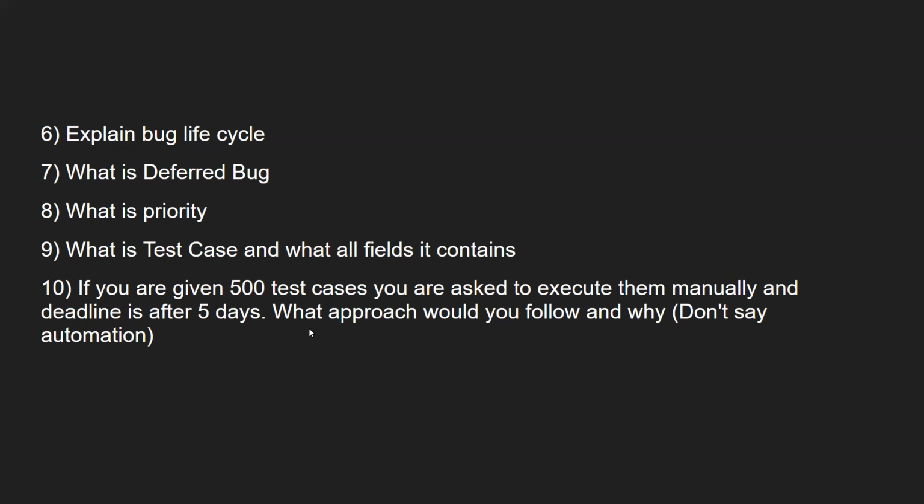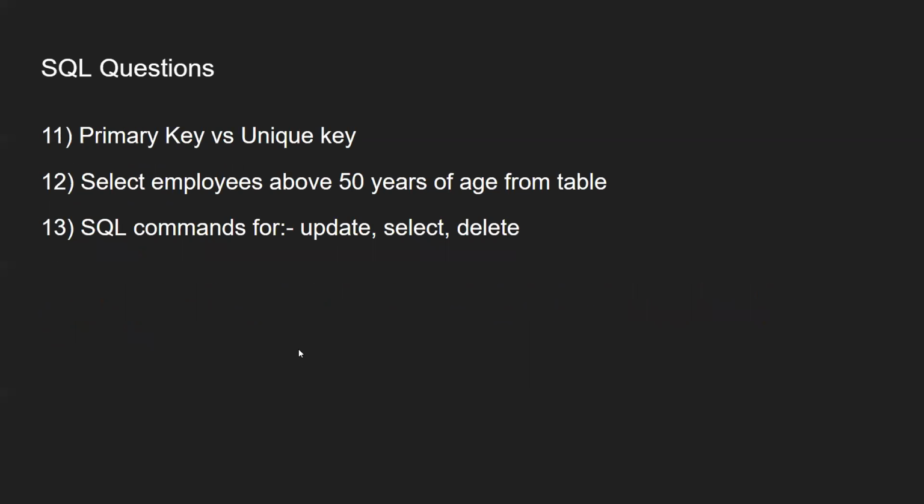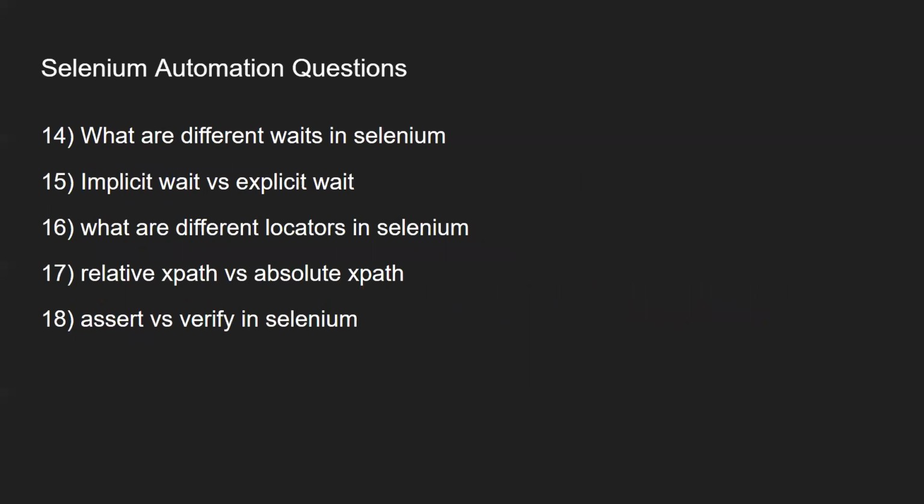Okay, let's move to the next question. Then there were a few of the SQL questions also asked, like what is the difference between primary and unique key? Then select employees above 50 years of age from table, SQL commands for update, select, delete. And apart from this, you can also get questions on inner join, outer joins, all these things also.